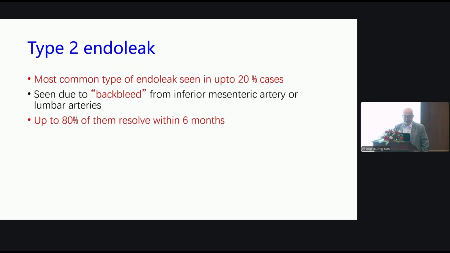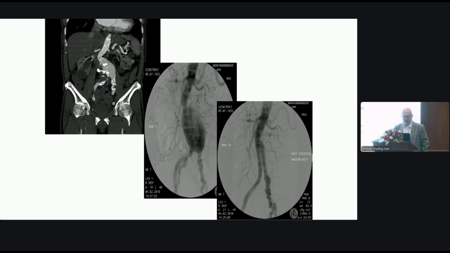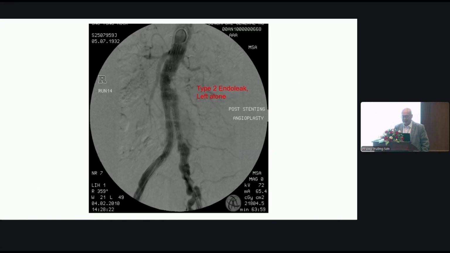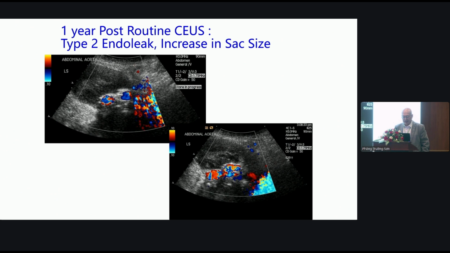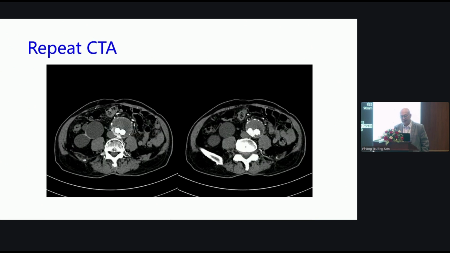Type 2 is the most common type of leak, seen in up to 25% of cases, due to back bleed from the mesenteric or lumbar arteries. Usually most resolve after 6 months and rarely lead to rupture. But the problem is trying to diagnose and trying to see where it is. That's the irritating part, trying to find it. So if we find that the CT doesn't work, sometimes we use a contrast enhanced study to find the location of it.